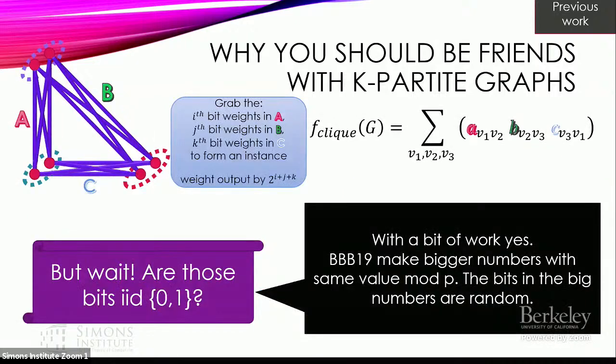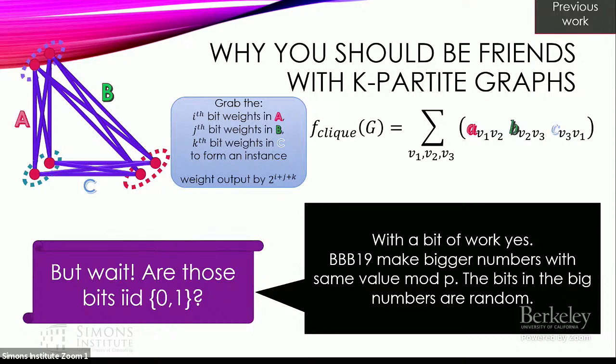And there is something misleading I've done, which is, are bits of random values between 0 and log n IID 0, 1? And the answer is they're not quite, but BBB19 basically expand the size of their numbers into a larger field. And then it turns out those bits do in fact have very small total variation distance away from 0, 1 IID.